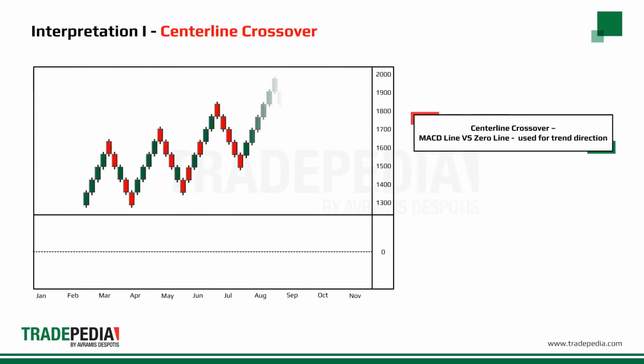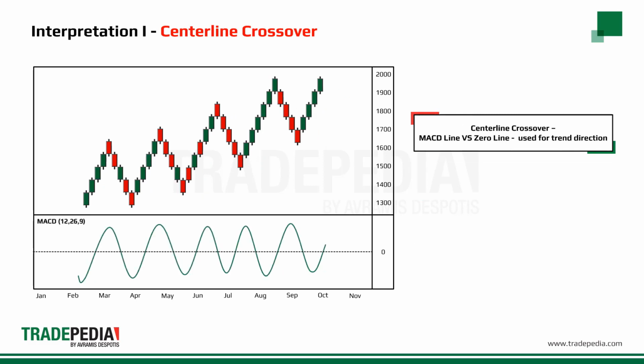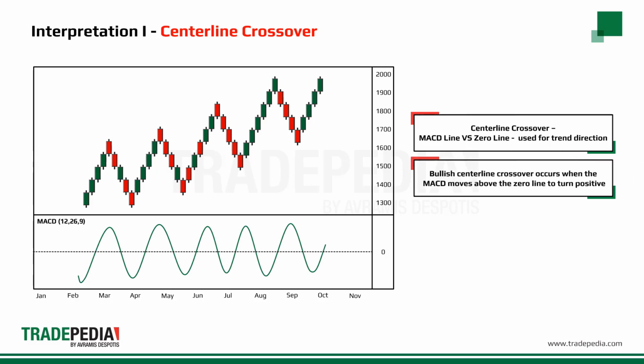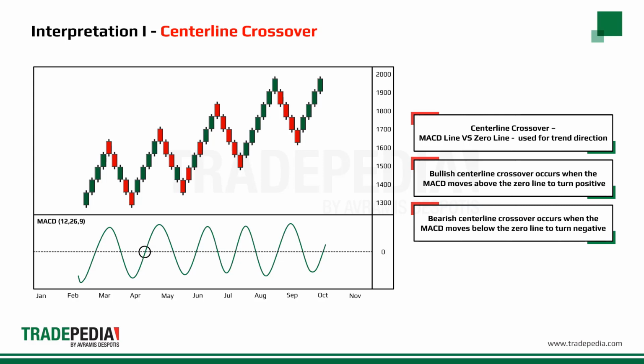The first interpretation is that of the centerline crossover, which refers to the MACD line versus the zero line and used for trend direction. A bullish centerline crossover occurs when the MACD moves above the zero line to turn positive, while a bearish centerline crossover occurs when the MACD moves below the zero line to turn negative.